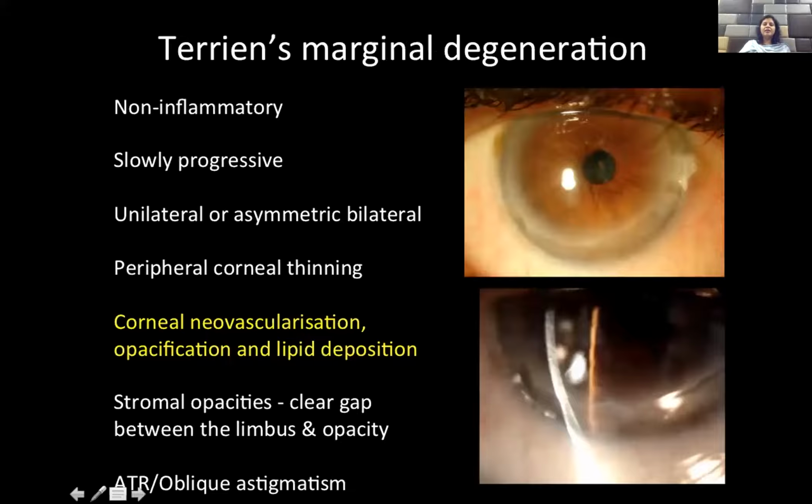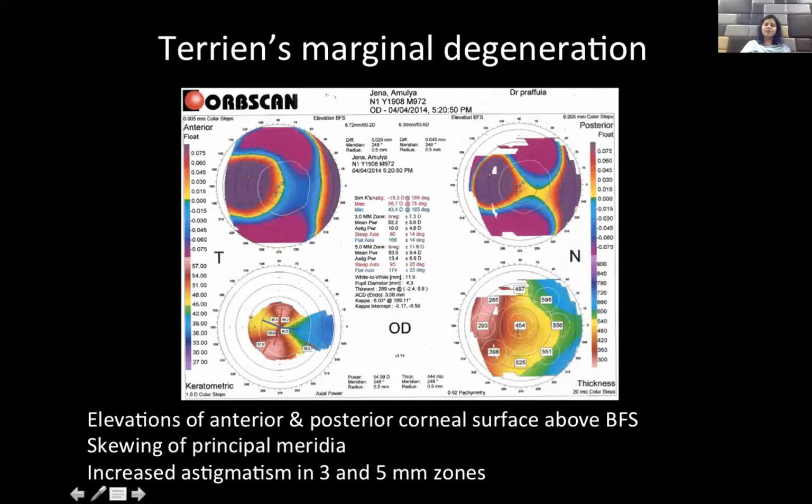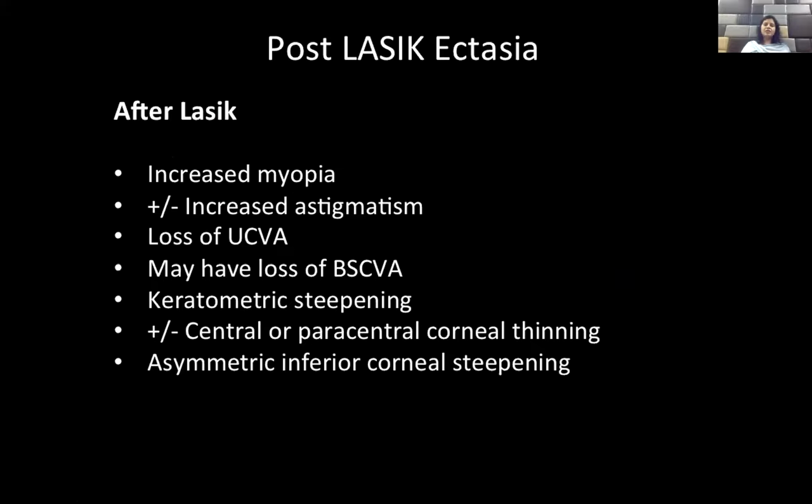The other ectasia is Terrien's marginal degeneration, again non-inflammatory, progressive, and bilaterally asymmetric. The important thing is there is corneal neovascularization. If you look in high magnification, you will see thin vessels over here. You can see lipid deposits, and some opacification over here. On topography, again, you see against-the-rule astigmatism, and there will be elevation of the front and back surface of the cornea.